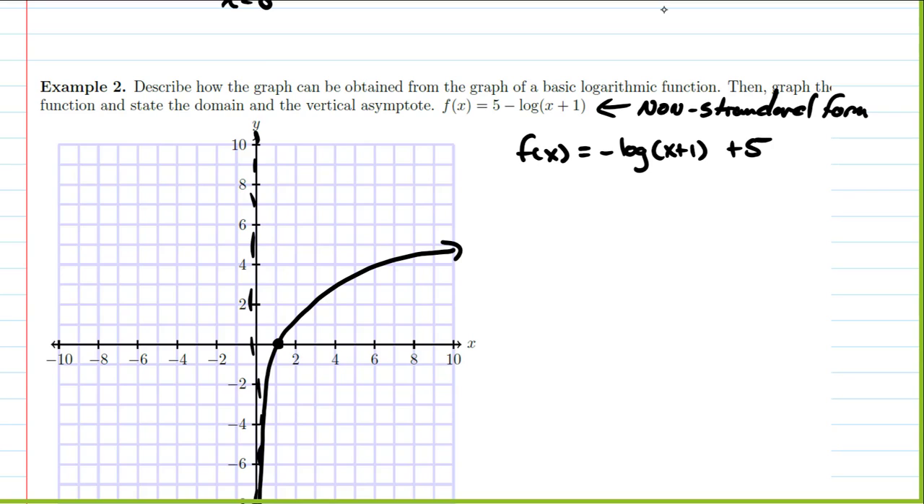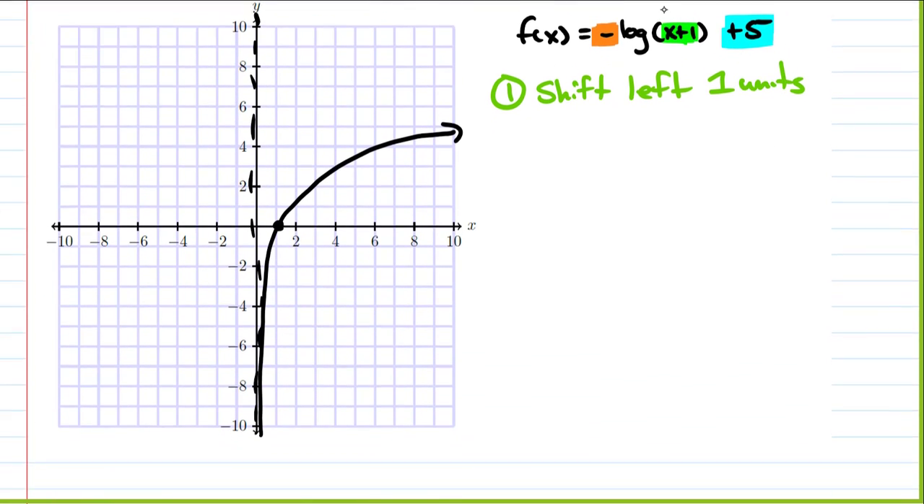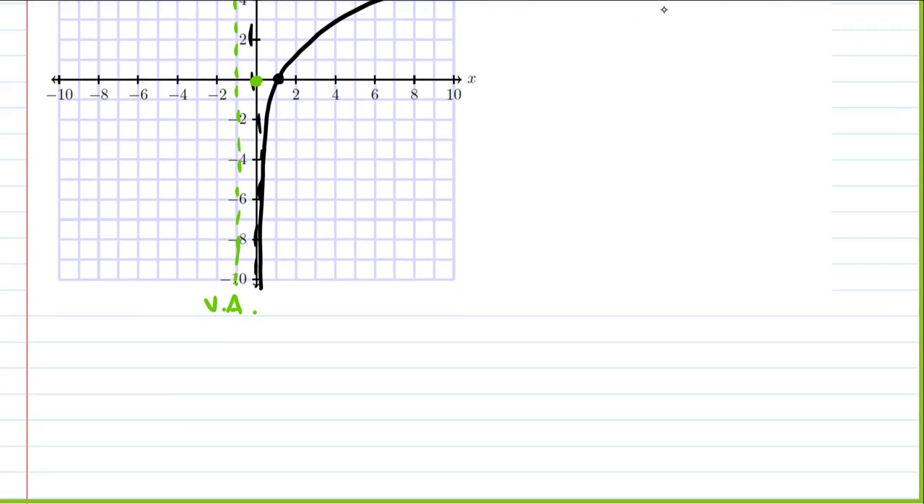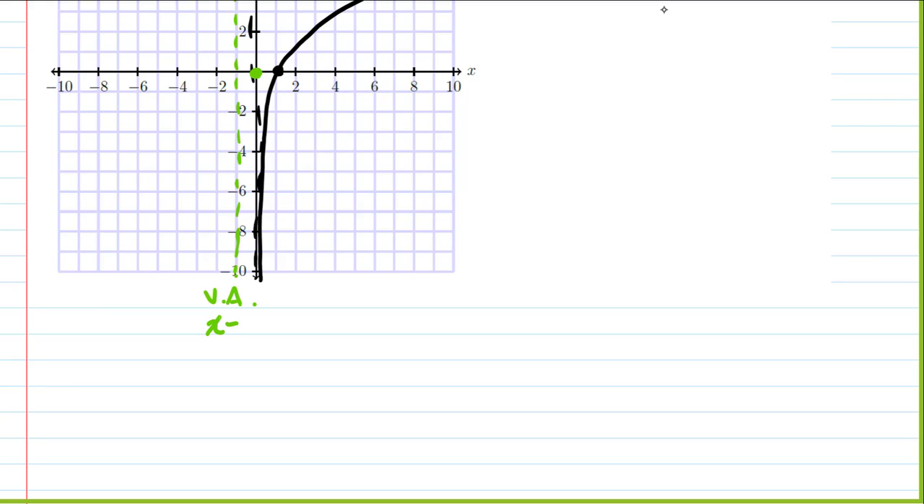So once again, we're going to identify our 3 things. We have a minus sign, we have an x plus 1, and we have a plus 5. The x plus 1 on the inside is going to shift left 1 unit. So that's going to take our point, move it left 1 unit, and it will also move our vertical asymptote 1 unit to the left. So our vertical asymptote is going to be at x equals -1.